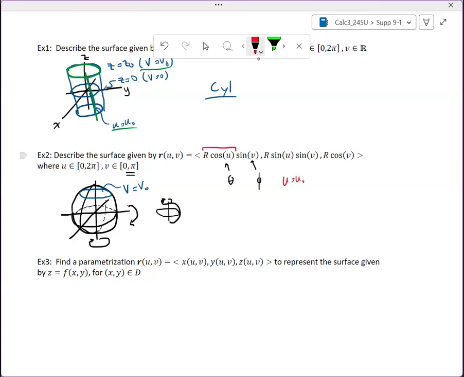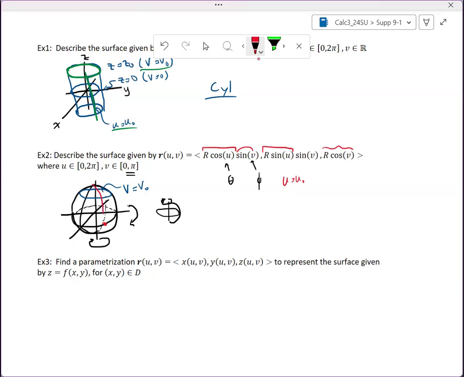Then I have some number sine v for x and y, and then some number cos v for z. Well, I note that x squared plus y squared gives me r squared cos squared u plus r squared sine squared u. That's just r squared, and then times sine squared v. So this is just going to pick out some number on our x squared plus y squared equals r squared, kind of great circle at the equator here.